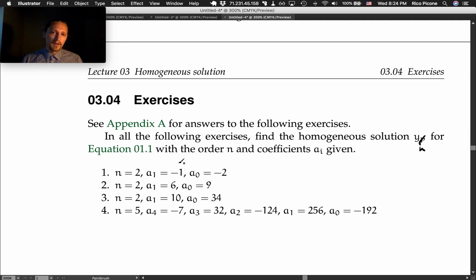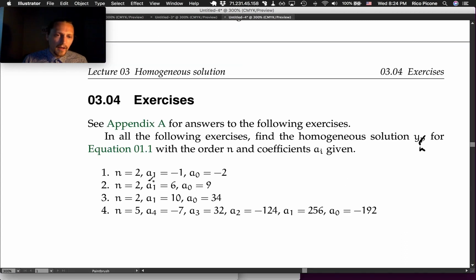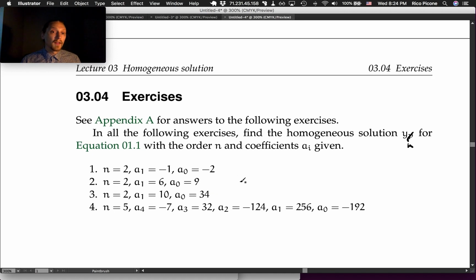For equation 1, with the order n and coefficients a_i given. So equation 1, going back to this one here, what we're saying is, given these a's, so we're making this specific, right? And given n equals 2. So I'll do the first one with you. I'll write the first one down, and I'll let you solve the differential equation. But it's a second order differential equation.